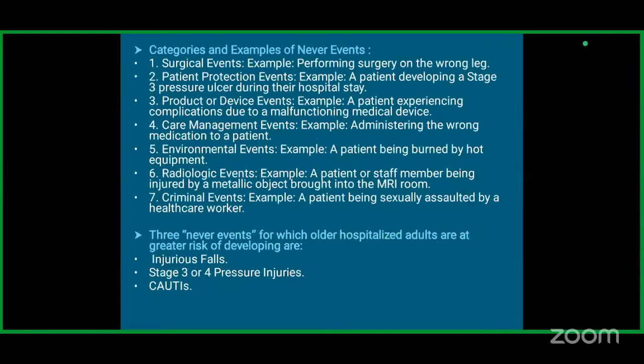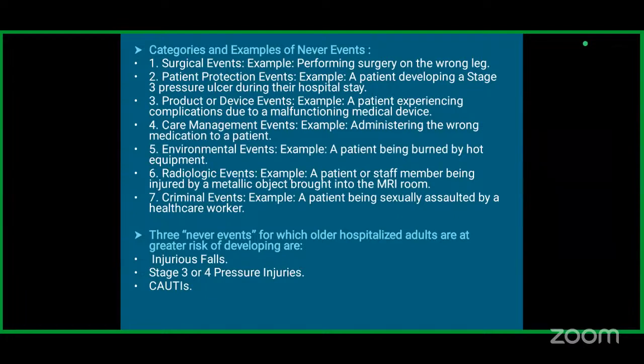So there are seven main categories of never events. For example, the first category is surgical events, for example, performing a surgery on the wrong side, the wrong leg. Another category is patient protection events, for example, a patient developing a stage 3 pressure ulcer during his hospital stay. Number 3, product or device events, for example, a patient experiencing a complication due to malfunction in a medical device.